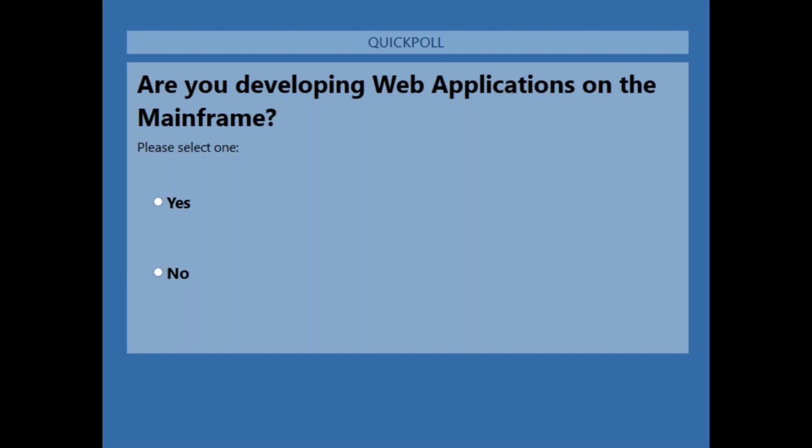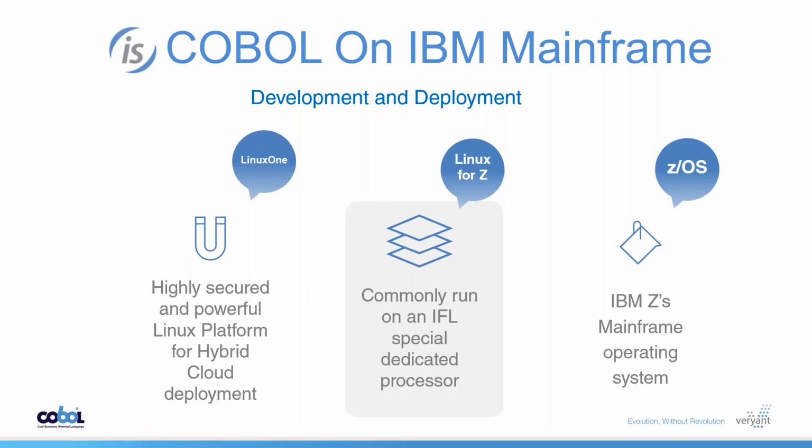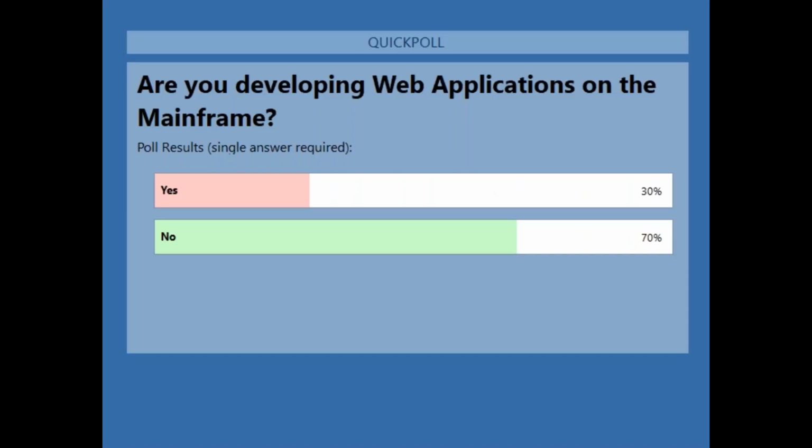Okay, I'll give it a little bit more time. Okay, looks like some people are. Very good. And for the most part, not. So perhaps we're struggling to update or it just isn't needed. Okay, so I'm going to close, and I'll share the results with you. It's pretty evenly, 30-70.